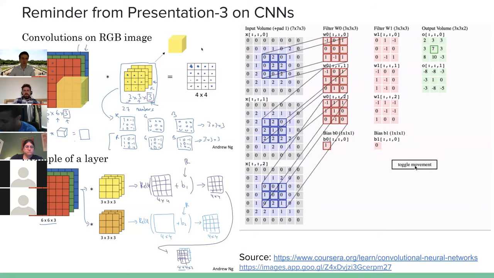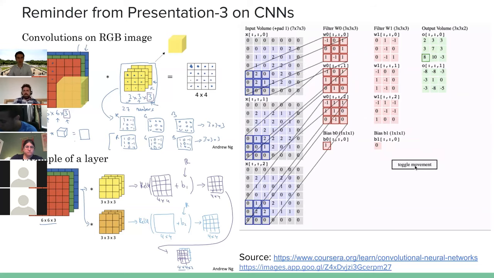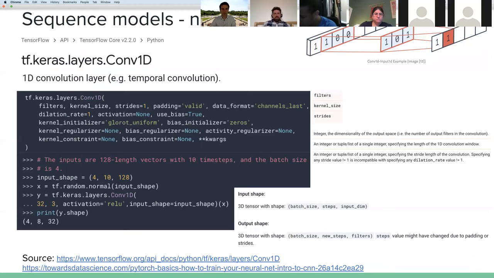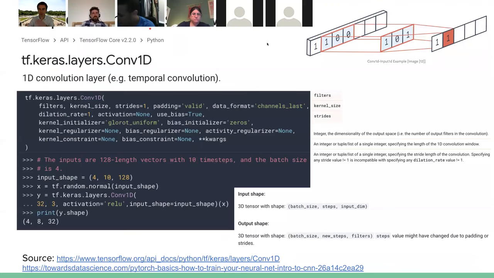That was a couple of weeks ago on our recordings. I wanted to mention that because now we'll be dealing with sequences, and we'll be doing something called a 1D convolution. If you look at the TensorFlow documentation, it takes as input the number of filters, which before we had two filters, and the kernel size, of how wide your kernel should be, how many tokens you should look at a time.